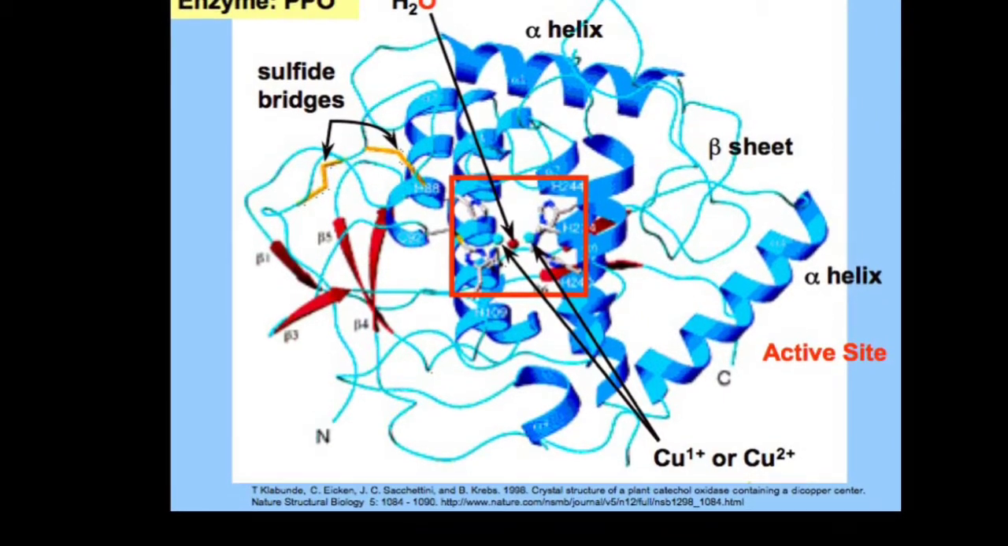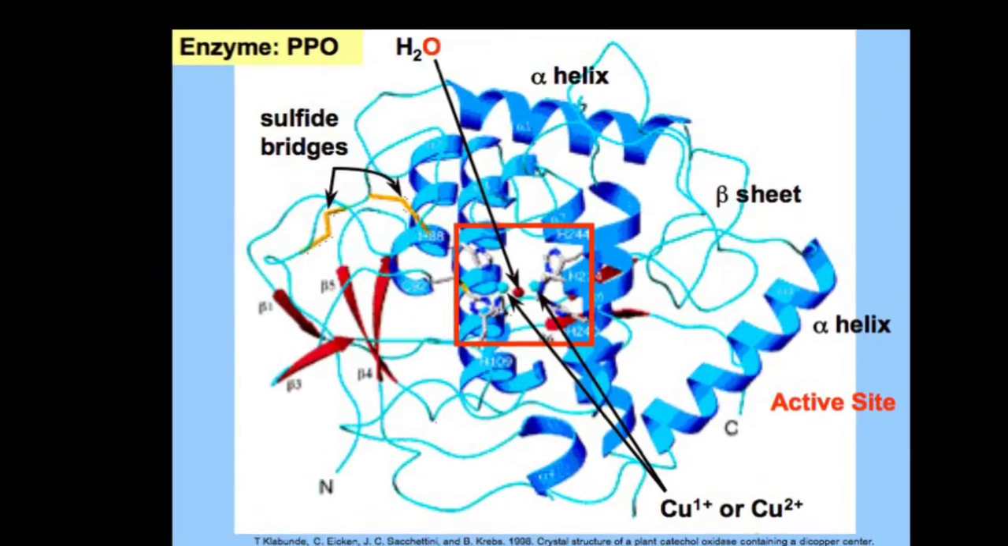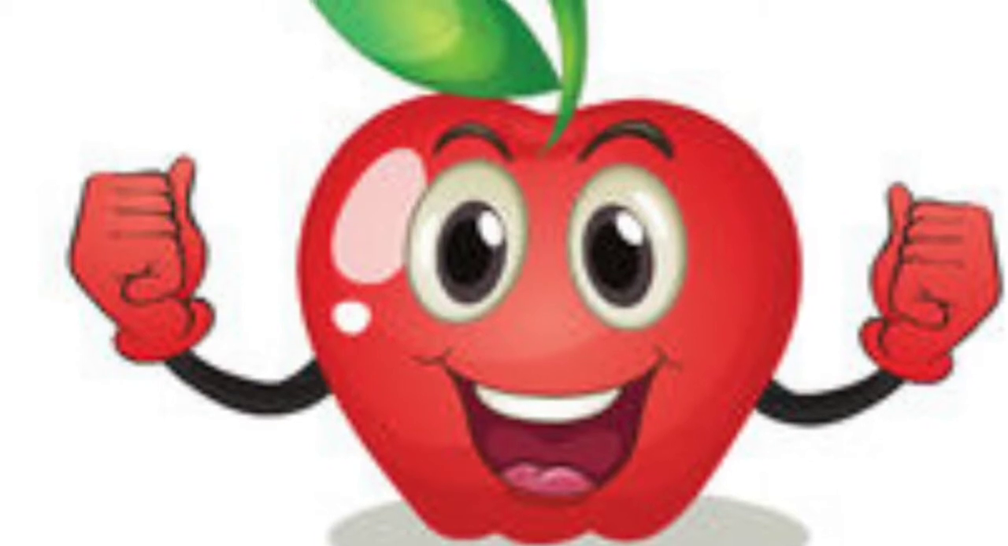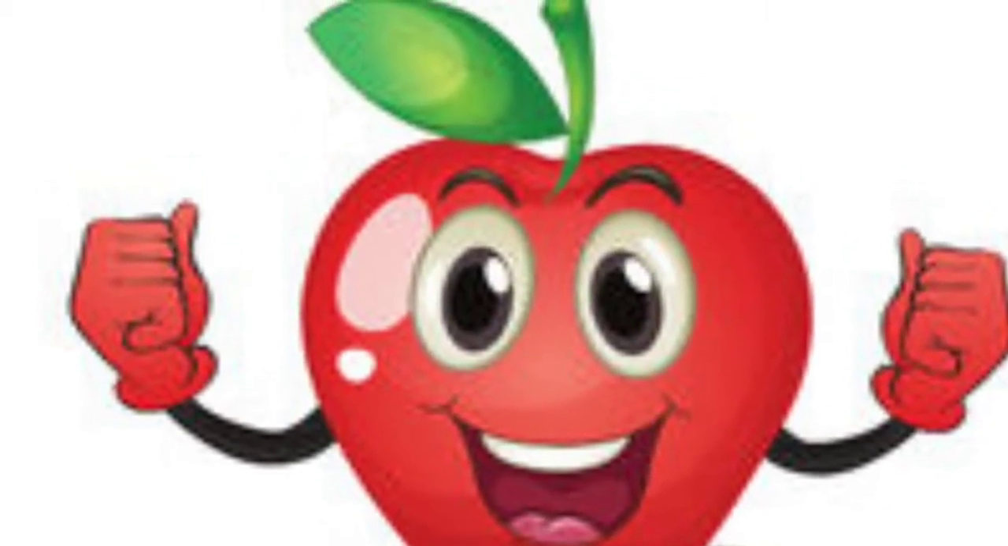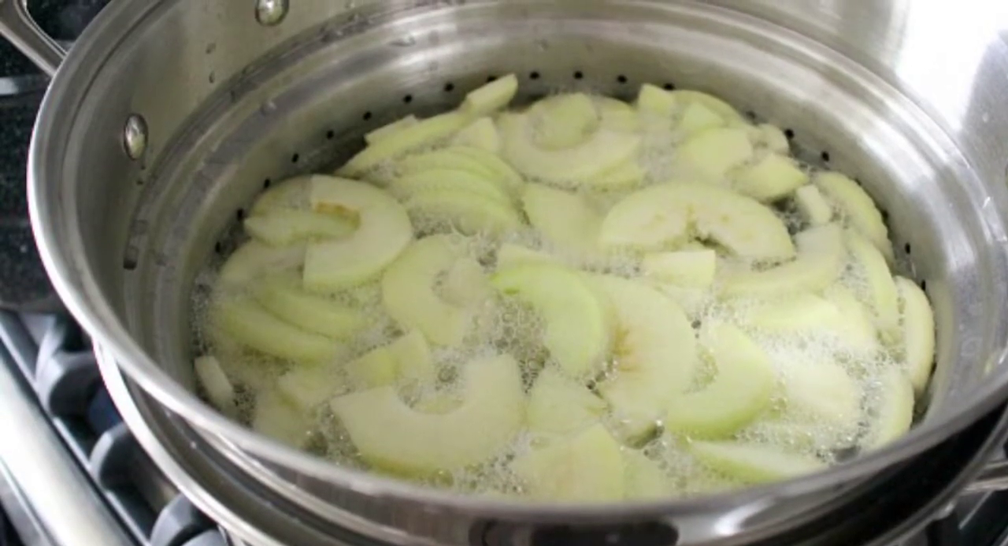Polyphenol oxidase's active site consists of 2 copper atoms with 3 conserved histidine residues. Phenolic compounds are the primary substrates of polyphenol oxidase. The major phenolic compound found in apples is chlorogenic acid. Phenolic compounds are crucial for the growth, taste, flavor, and health-promoting properties in apples.